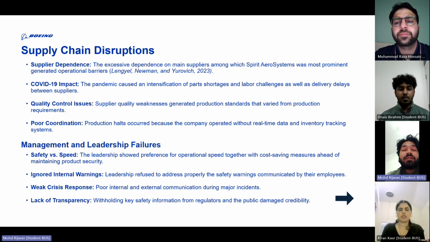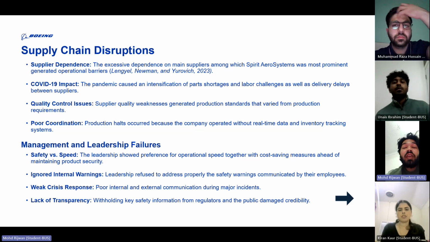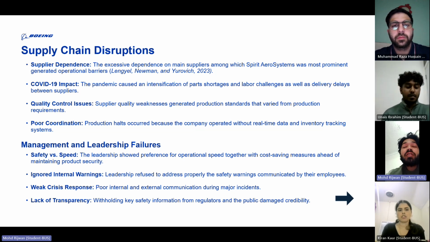And the next slide is supply chain disruptions. In this slide, Boeing's supply chain disruptions have been a major contributor to its operational failures. The company became heavily reliant on key external suppliers like Spirit AeroSystems, limiting flexibility. COVID-19 further exposed weaknesses, causing part shortages, labor issues, and shipping delays. Inconsistent quality control across suppliers and a lack of real-time inventory coordination disrupted production efficiency and delivery timelines.